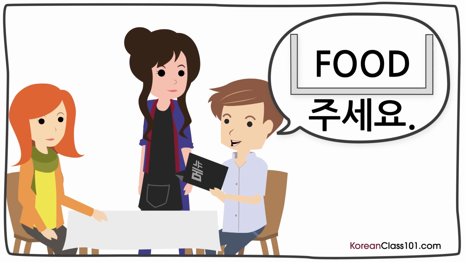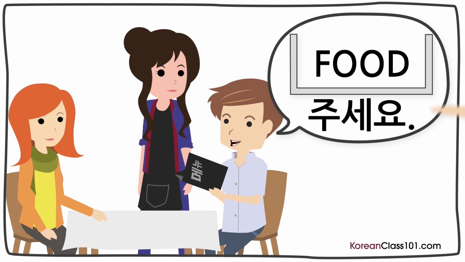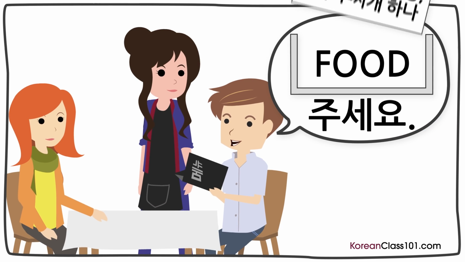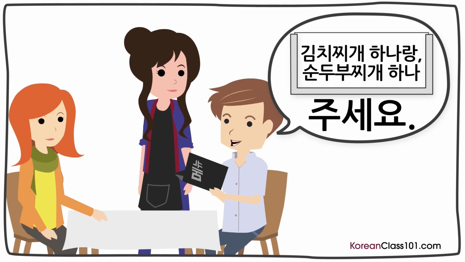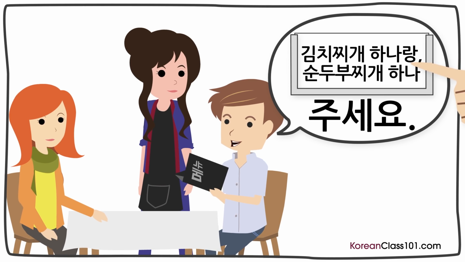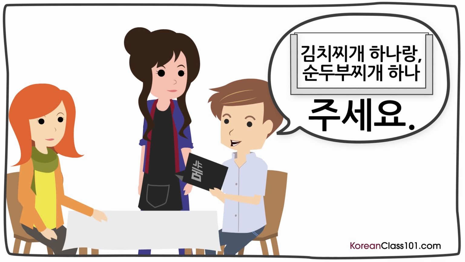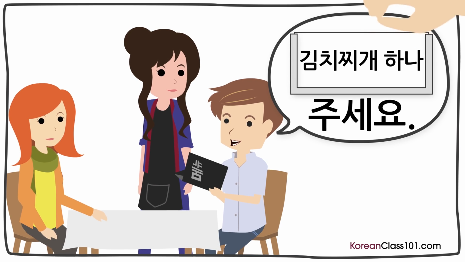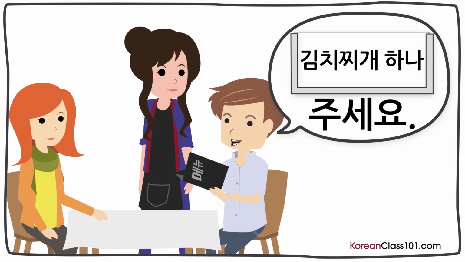When you finally decide on what to order, say the name of the food you want and say 주세요. Listen to what Mark said. 김치찌개 하나랑 순두부찌개 하나 주세요. Simply say the name of the food and add 주세요, meaning please give. If you just need 1 kimchi stew, for example, you can say 김치찌개 하나 주세요.